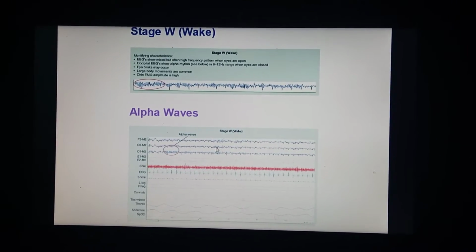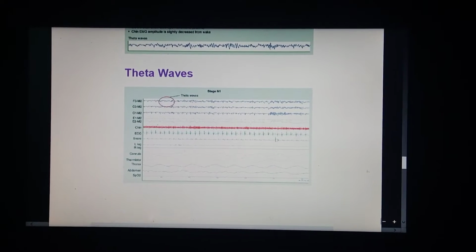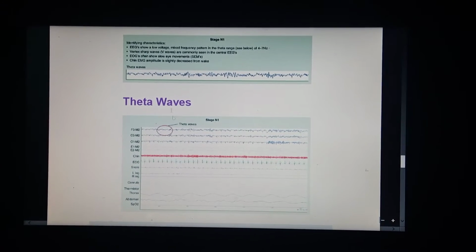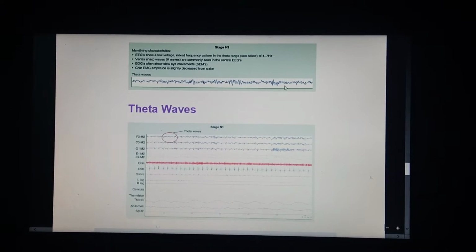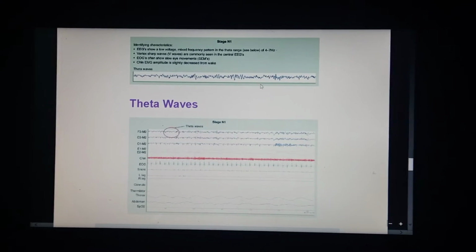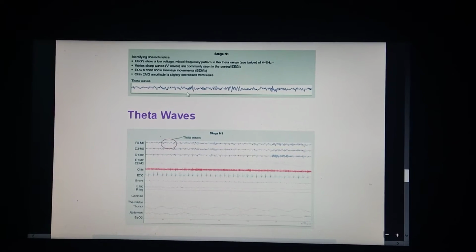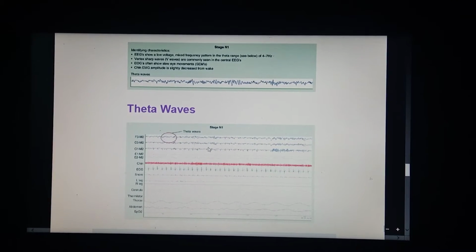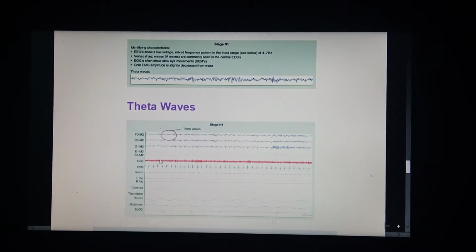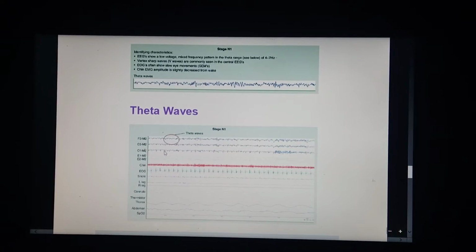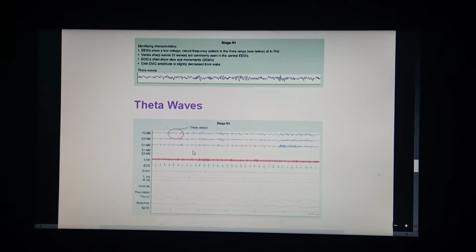Okay, now we will move to the N1 pattern. Here, if you zoom this pattern, you can see the alpha is replaced with theta pattern, and you can see some vertex waves here in central leads. You can see the chin tone, if you compare it with the previous chin tone, is a little lower. Still high, but lower than the wake pattern.